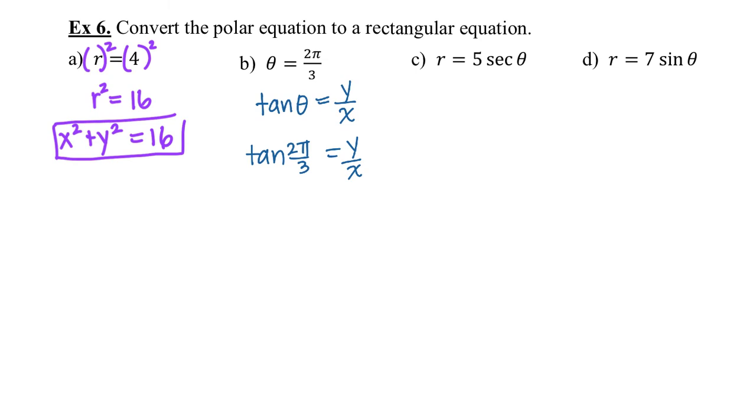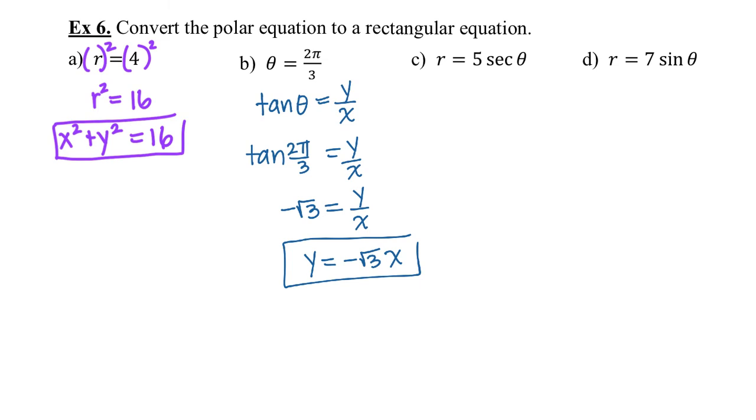Now the tangent of 2 pi over 3 I do know, because that's negative 1/2 over root 3 over 2. So that's going to be negative root 3 equals y over x. And then I'm just going to multiply the x to the other side so it looks more like some kind of standard form. Okay, so this actually represents a line with a slope of negative root 3.